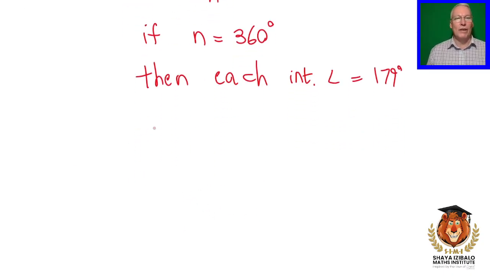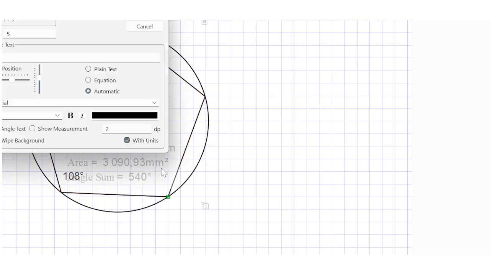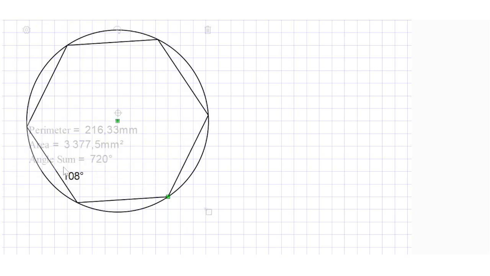Okay, so I'm going to show you a little picture, which will hopefully help you understand what's going on here. What we've got here is a pentagon inside a circle, and we could measure that angle, and it will be 108 degrees for a pentagon. Now what we're going to do is change that. Instead of a 5-sided figure, we're going to make it a 6-sided figure. I could remeasure this angle, and notice that the angle is actually getting bigger as the number of sides is increasing.